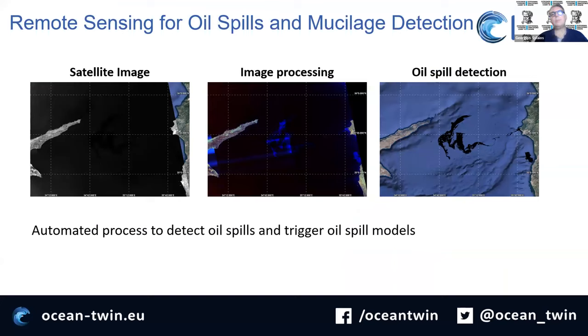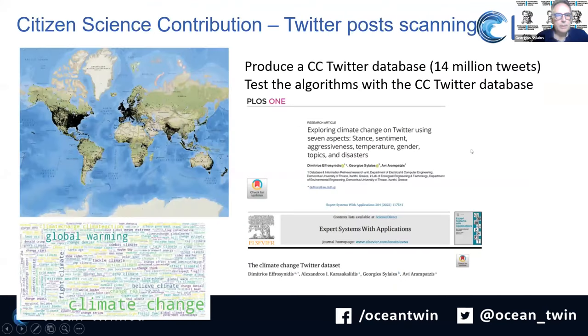In terms of oil spill, we are developing a series of algorithms to identify the oil spill, and we are applying these algorithms on satellite images. We process the images and finally we detect the oil spill. This is the oil spill. It was an oil spill from the Syria oil release incident.